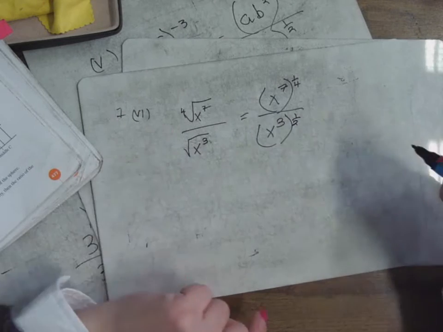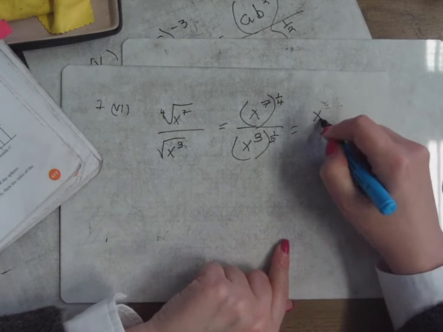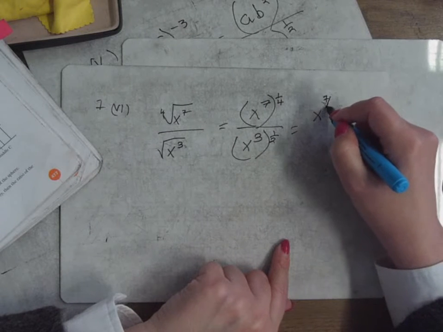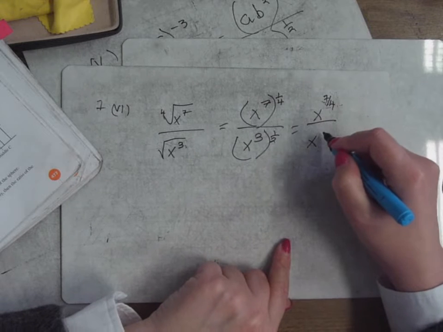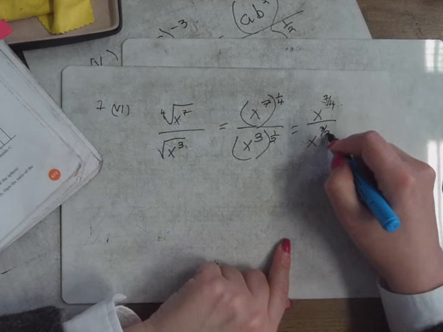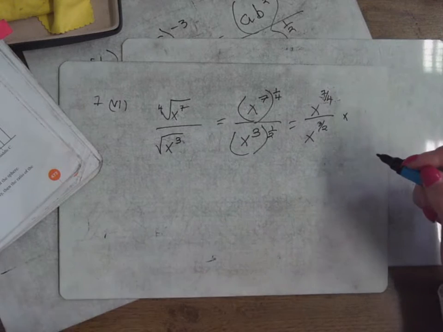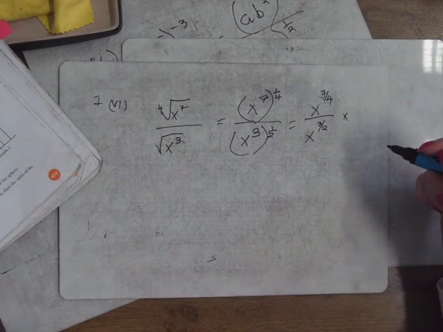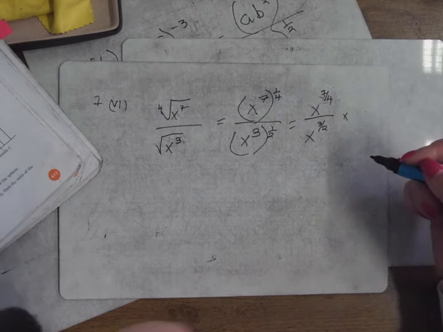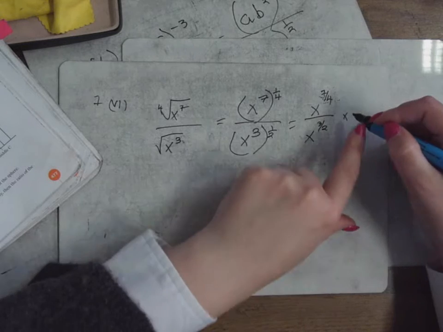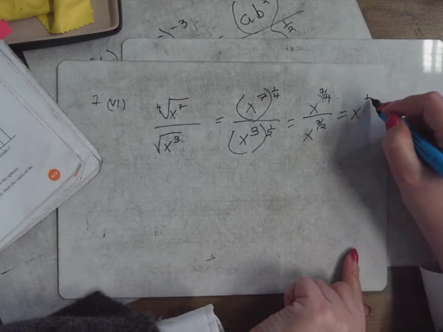Square root is to the power of a half. Is that okay? Raising a power to a power, I multiply. So 7 quarters is 7 over 4. Underneath the line, raising a power to a power, you multiply 3 by a half is 3 over 2, or 1 and a half. Then we have a division, so it's the top, take away the bottom. So that would be 7 over 4, take away 3 over 2. So that would be 7 over 4, take away 6 over 4, which would be 1 over 4, sorry. Equals x to the power of 1 over 4?